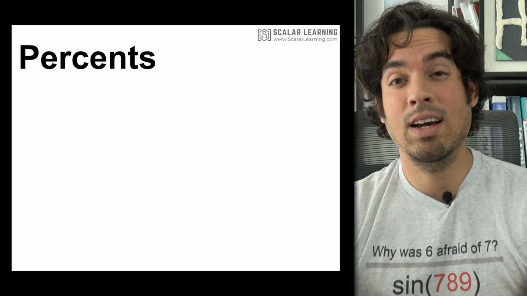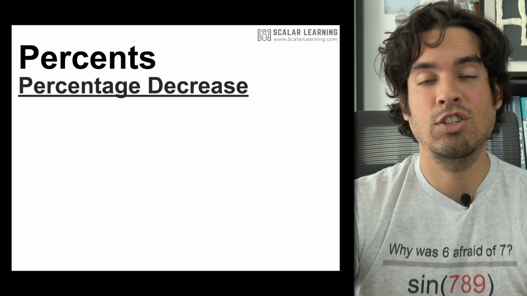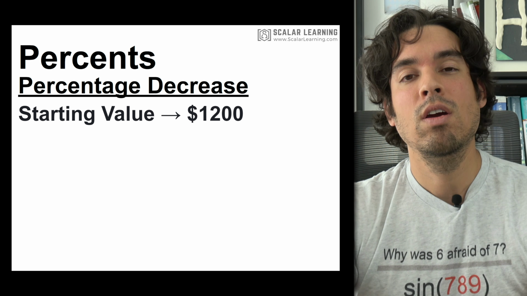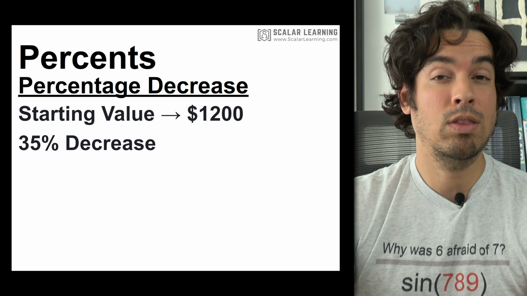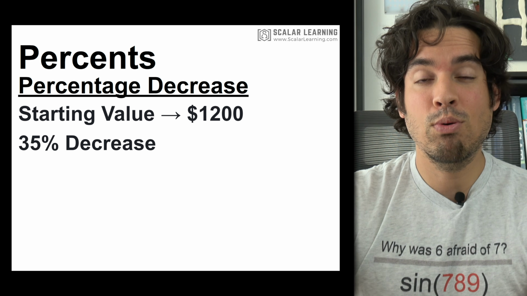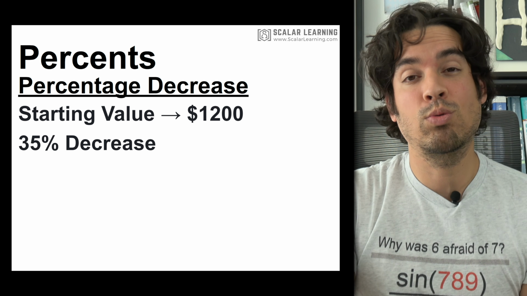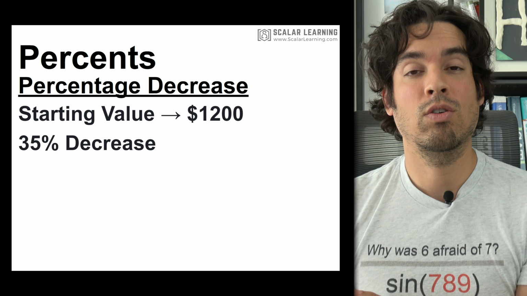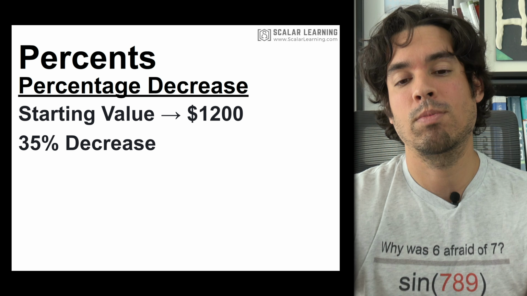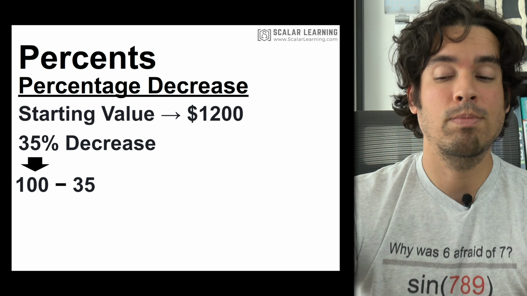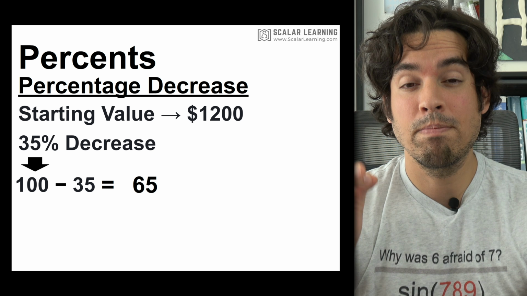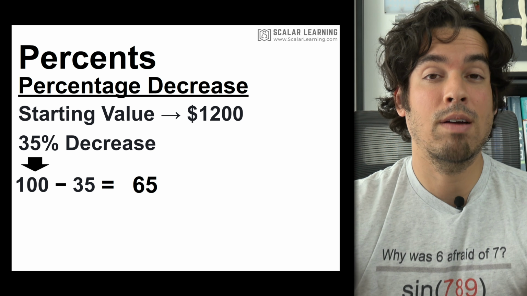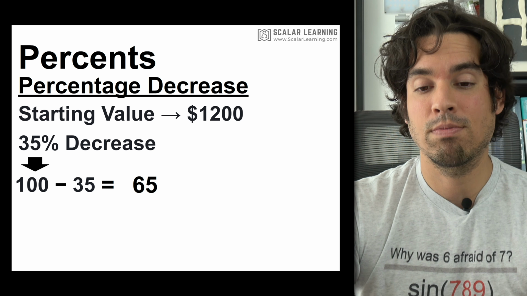Now we're gonna talk about the other side. We're gonna talk about percentage decreases. So in this case, we're going to take our same starting value of $1,200, but we're gonna decrease by 35%. Now it's very important to remember, just like in the increase where we add to 100, here we are going to do the opposite and subtract from 100. So we're gonna take 100 minus 35, which gives us 65%. And that's what remains. When we're removing 35%, we have a remaining 65%.